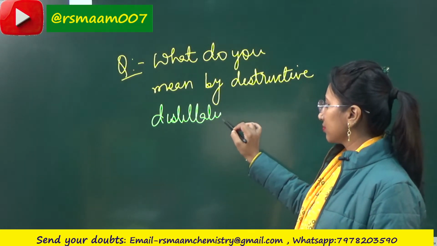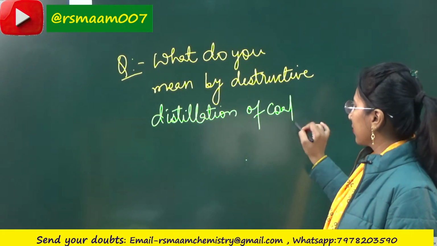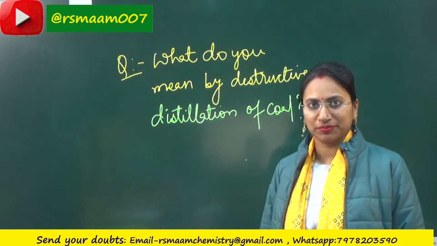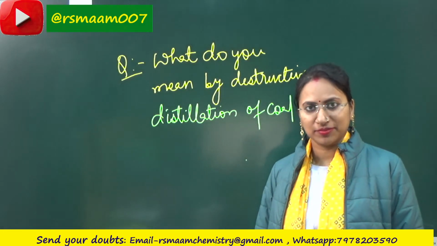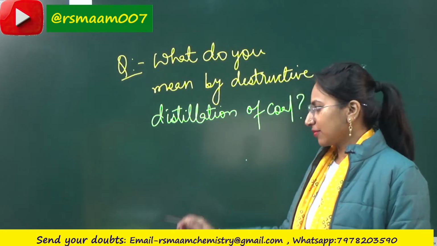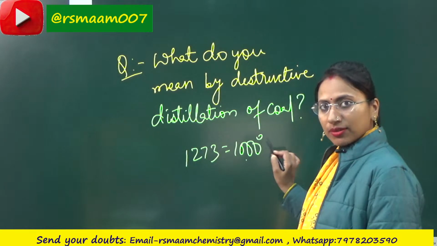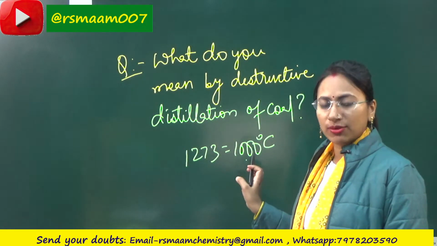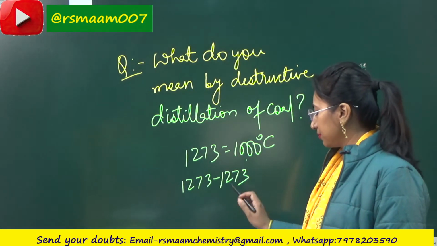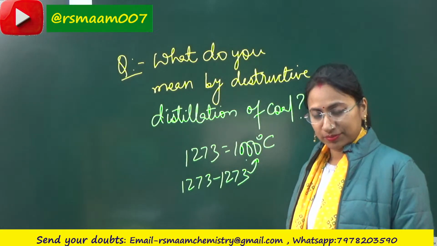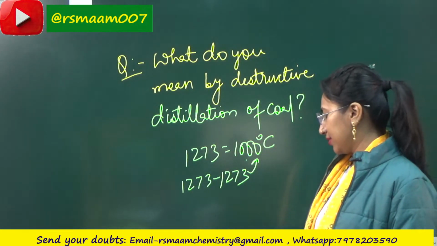Destructive distillation is the process of heating coal in the absence of air. This method is called destructive distillation because it is done in the absence of air up to 1273 Kelvin, which is approximately 1000 degrees Celsius. And the byproducts are coke, coal tar, coal gas, and ammoniacal liquor. What is its spelling?